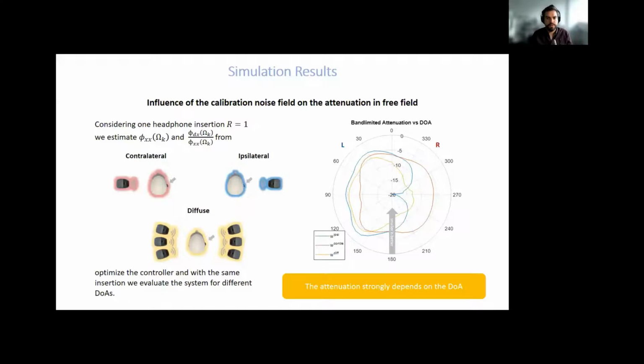In the first experiment, we evaluated the influence of the calibration noise field on the system's attenuation in free field. For that, we considered only one headphone insertion. We estimated the PSD of the signal at the external microphone and the transfer function between the external microphone and the eardrum from three different calibration noise fields. Using this, we optimized 3 controllers.